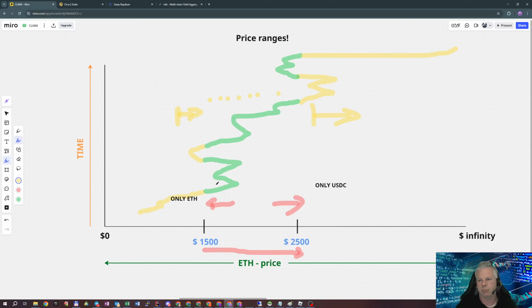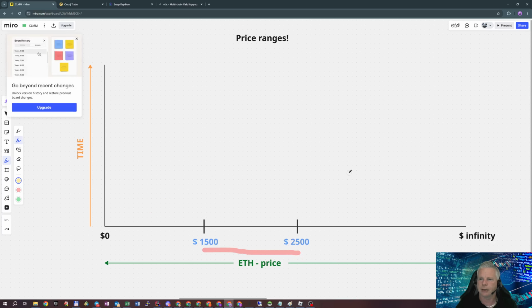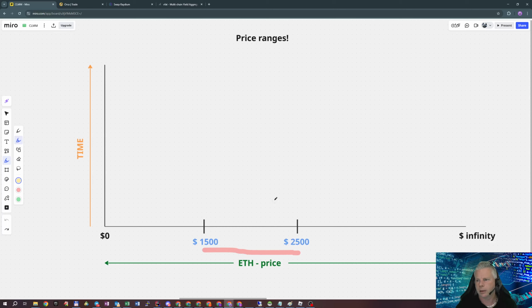But I wanted to explain to you that here you're only exposed to ETH. Here you have both: a little bit of USDC, a lot of ETH, half USDC, half ETH, low ETH, and here no ETH and only USDC. So this is actually what is happening in a CLMM.